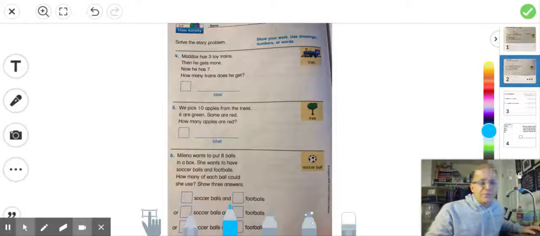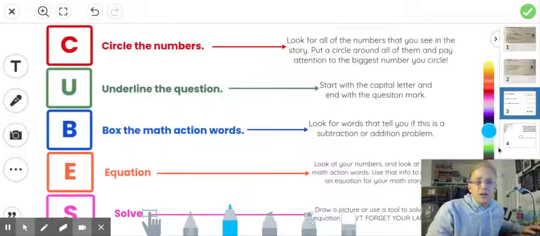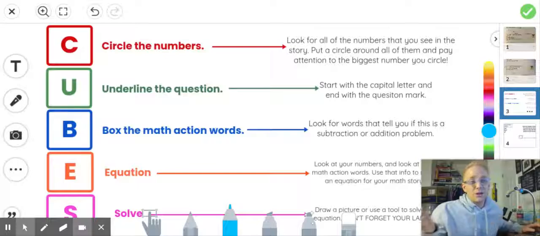and how we use it. So I'm going to jump here onto this page, and we're going to talk about cubes. Remember that cubes is C-U-B-E-S, and it stands for C, circle the numbers. Remember that we're always going to look for all the numbers that we see in our story, and we're going to put a circle around them. And we're always paying attention for our big number, because that big number is really important. U, underline the question. Start with a capital letter and end with that question mark. Or, if you like some first graders, you can always go backwards and go from the question mark to the capital letter. Whatever works best for you.